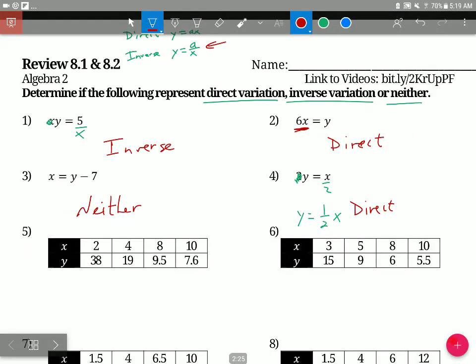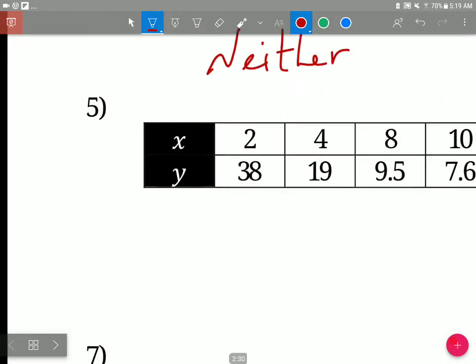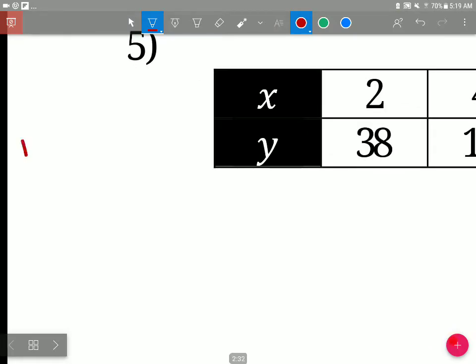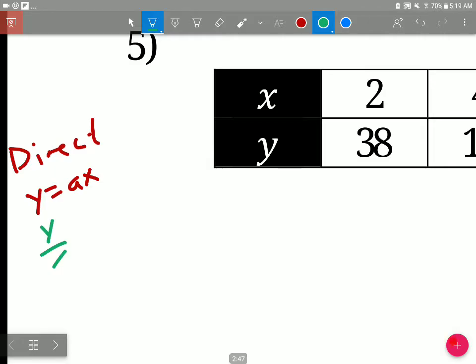Alright, number 5 and 6. Remember, real quick rundown on these. Remember for direct variation, direct is y equals ax. Therefore, if I want to find a, it's y divided by x. So if I divide my y's by my x's, then I'll get the same number every single time.